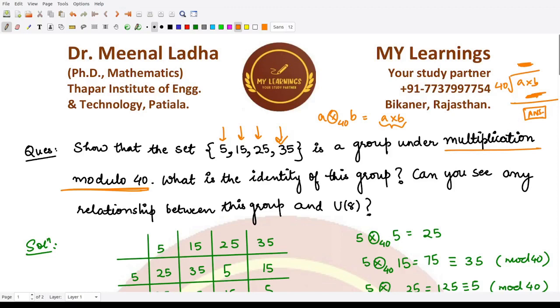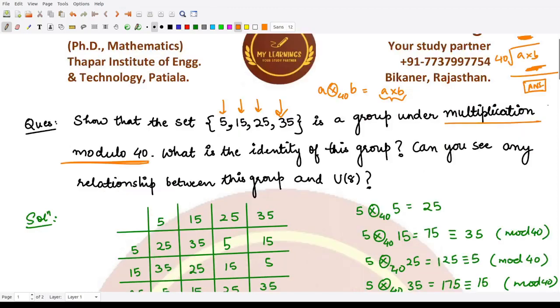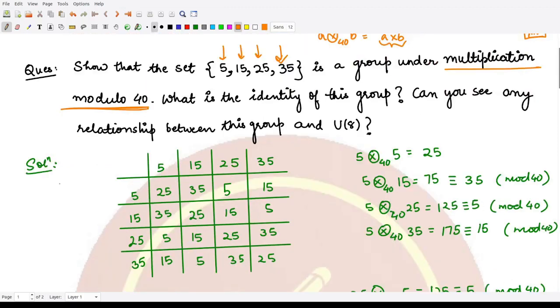Right, so let's first of all try to create its Cayley table. If it forms a group, and moreover it contains only 4 elements, it would be a finite group, and for this we can very easily construct this Cayley table. So let's see how we can construct it. Here the operation is multiplication mod 40, right? This is your operation.